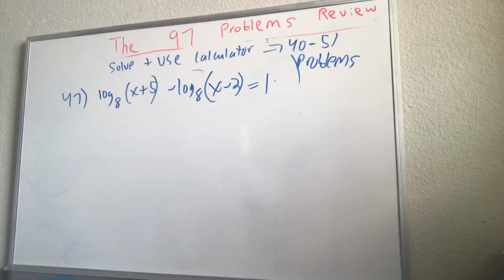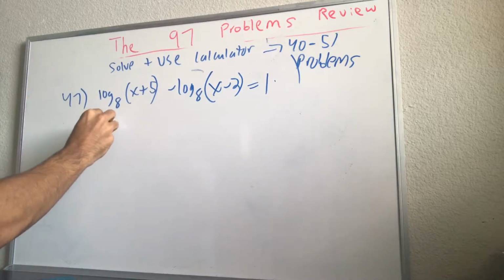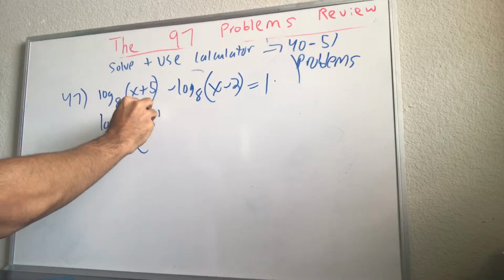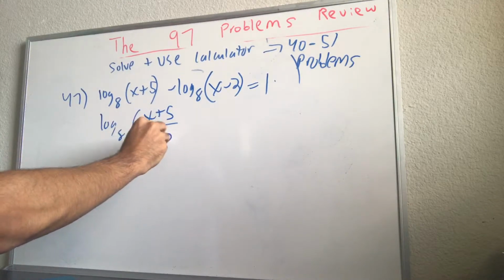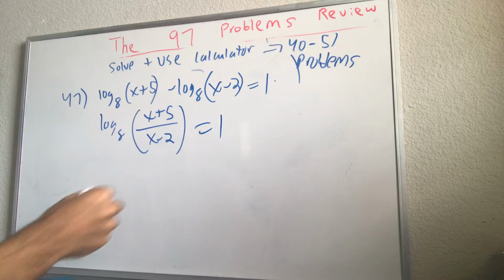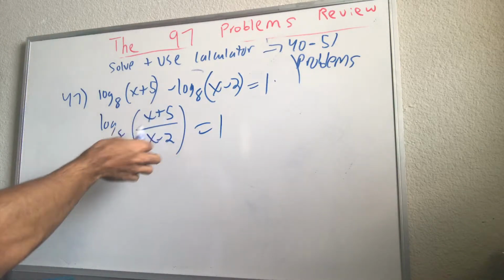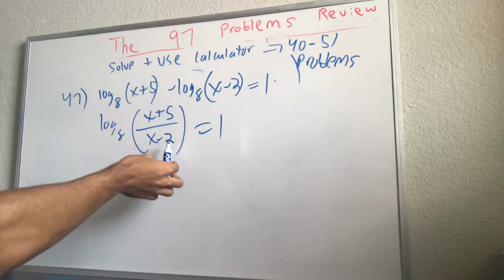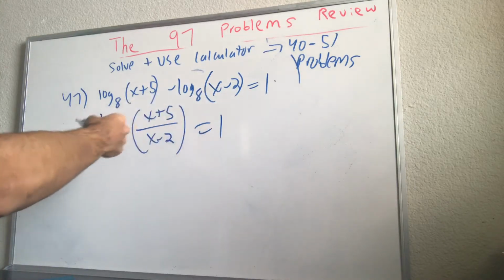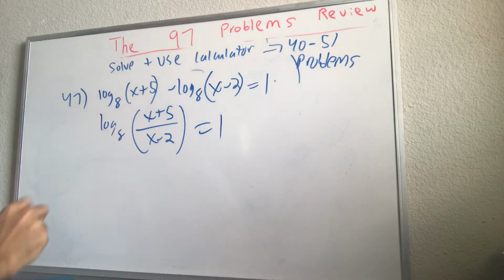Here we have question number 47, and clearly we can use that logarithmic property of condensing this expression, as I showed in the previous lesson. So we can write this as log base 8 of (x plus 5) divided by (x minus 2) is equal to 1, right? It makes sense. In your mind, you could say, oh, log base 8 of x plus 5 minus log base 8 of x minus 2 must equal 1. And yes, it does, right? So you can write this as this.